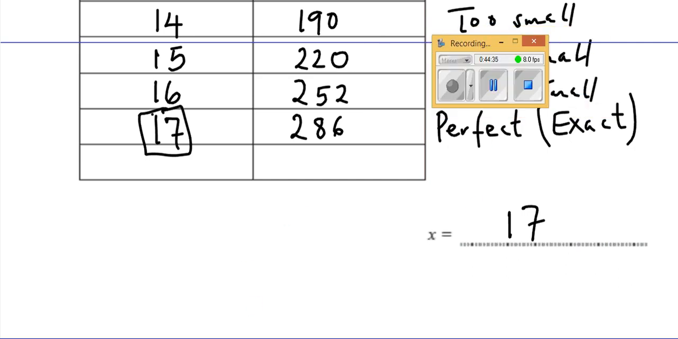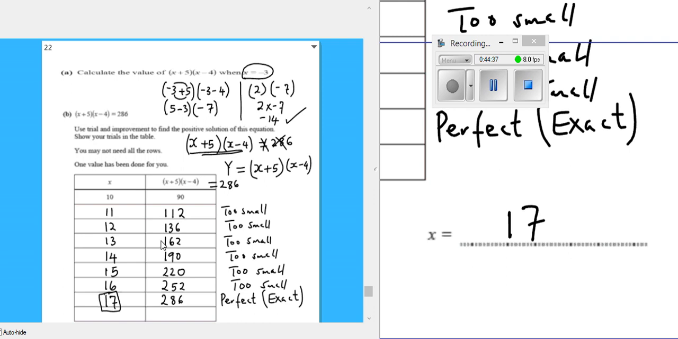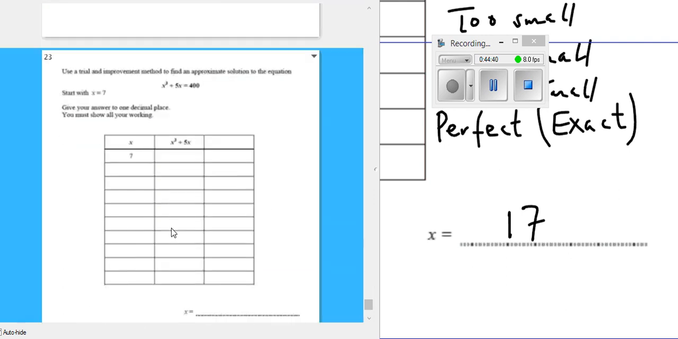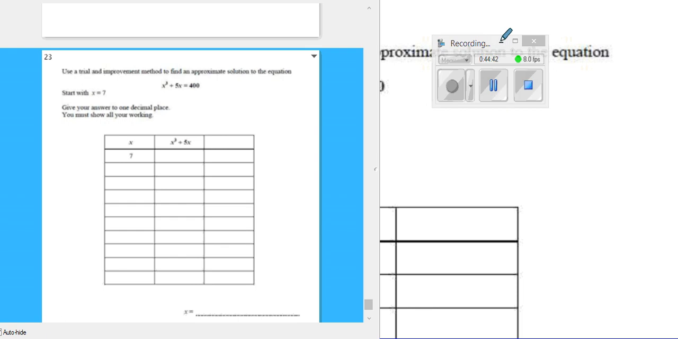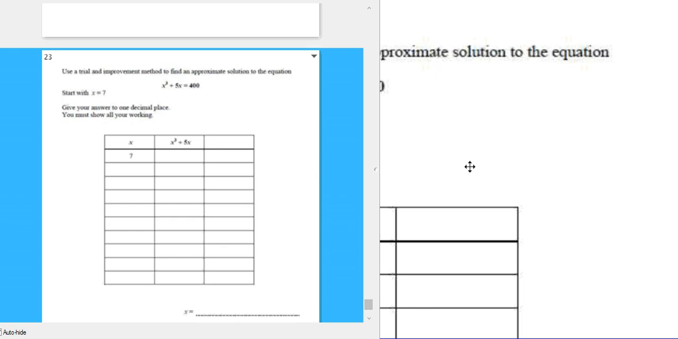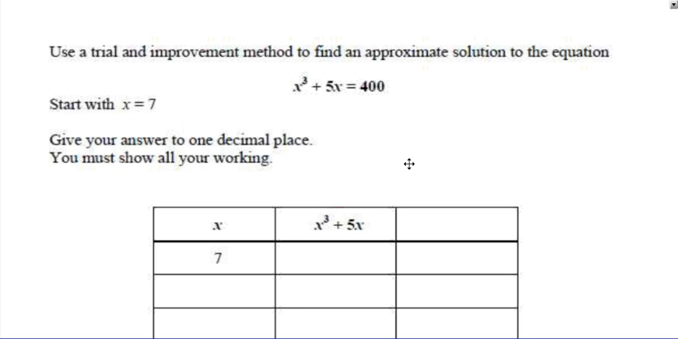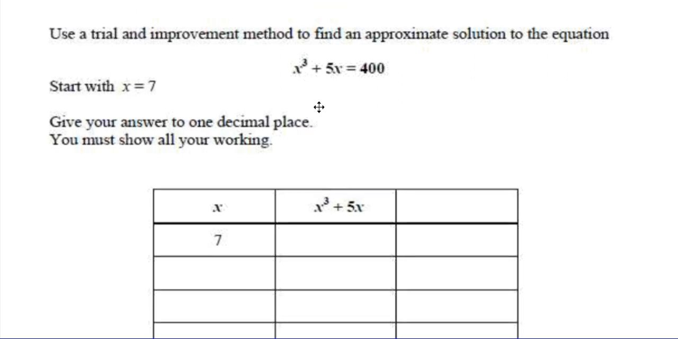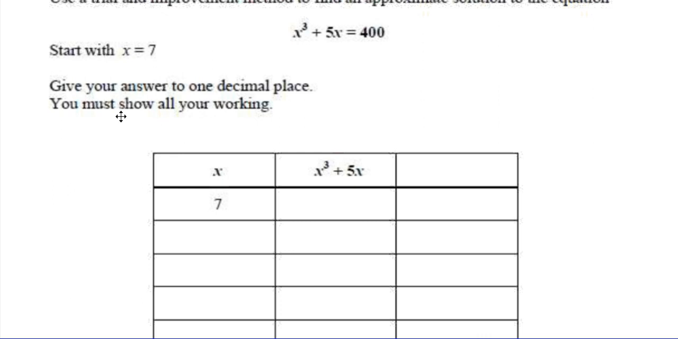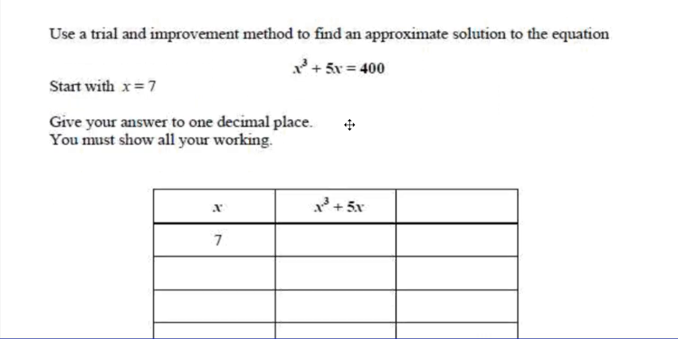All right, let us proceed. We have already figured out the value of x. So let us continue with the last question. Use a trial and improvement method to find an approximate solution to the equation. Start with x equal to 7 to see which value of x will give you something equal to 400. Give your answer to one decimal place. You must show all your working.